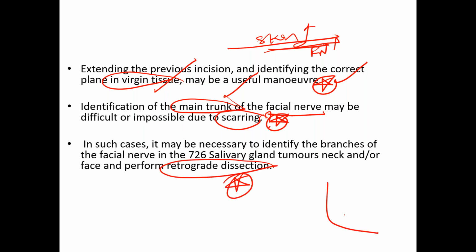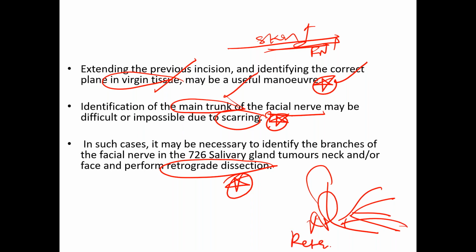So you go from the nerve to... this is the parotid, this is the ear, this is the mastoid, and this is the styloid process. For example, this is the styloid process. So from here to here you go. What is that called? The only word you should know is retrograde dissection. This word is helpful in writing the answer for the facial nerve landmarks: retrograde dissection.